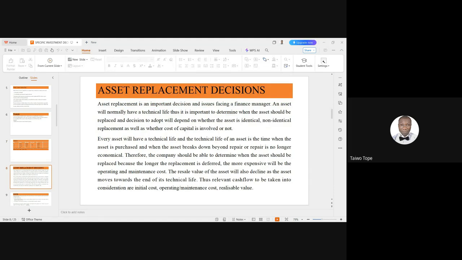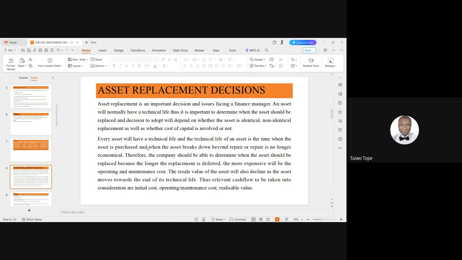Now let's take it further, talking about the asset replacement decision. Over time, machines, vehicles, or equipment wear out or become outdated. So a finance manager must decide when to replace an old asset with a new one. This is very important. The goal is to minimize total costs, that is purchase plus running costs plus maintenance, less resale value, that is scrap value.